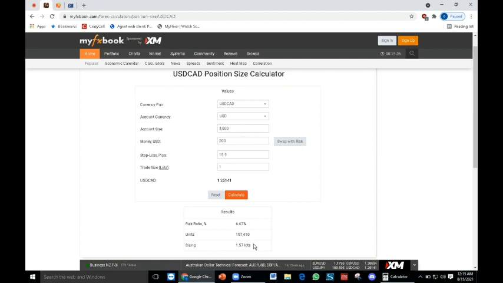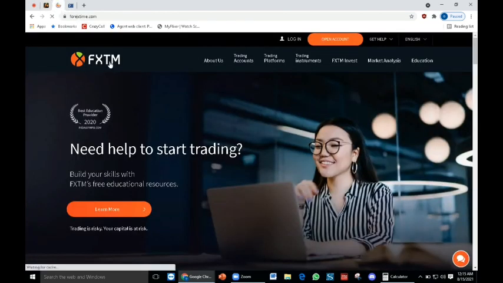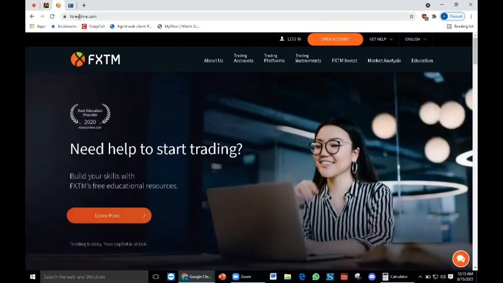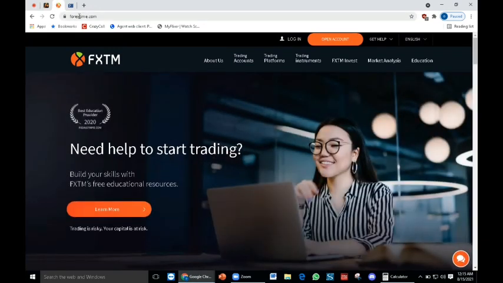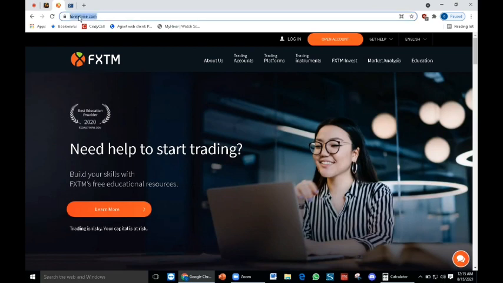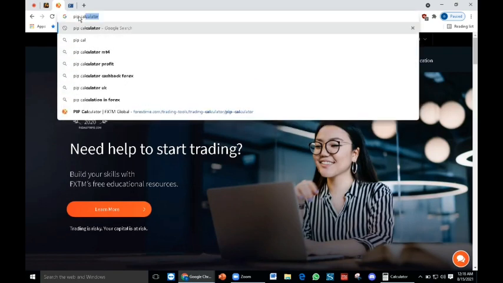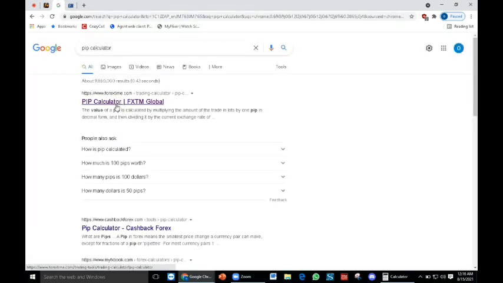Now, if you don't trust my FX book, which you will trust because it's almost accurate, like 99.99% accurate, you can also go to this app here, which is called FXTM. This app allows you to calculate risk as well as calculate your profits. Just type in pip calculator. I'll drop a link in the description as well. And you click the first one, pip calculator, FXTM Global. It brings you to this page. All right, it's loading.